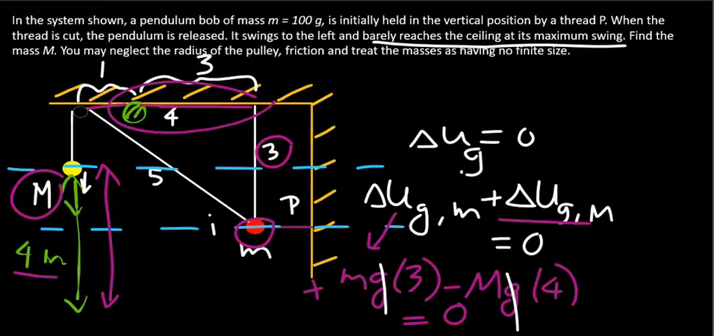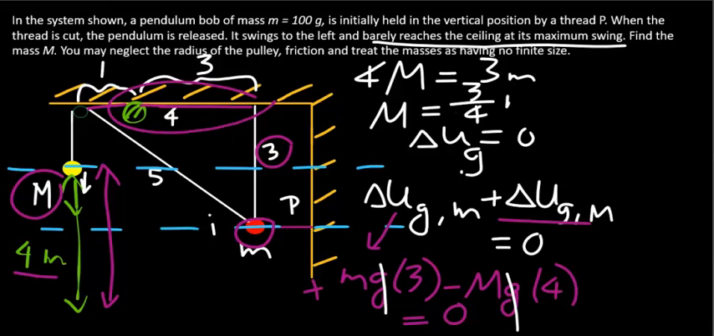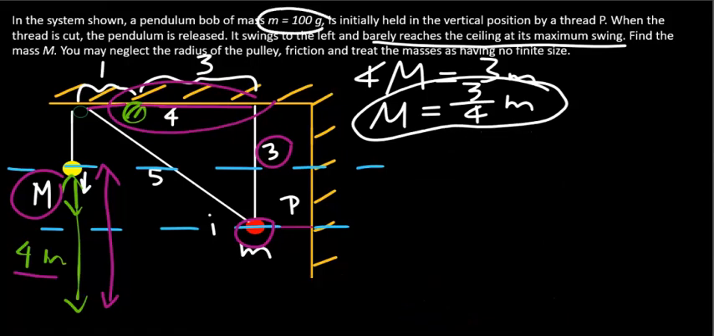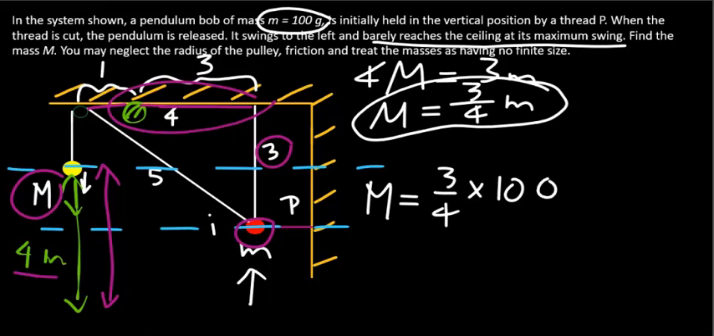g goes away, and you can solve for capital M. So 4 times capital M equals 3 times little m. So capital M is 3 over 4 times little m. We are told that little m is 100 grams. So this is 100 grams. So that means the capital M is 3 over 4 times 100, which is 75 grams.